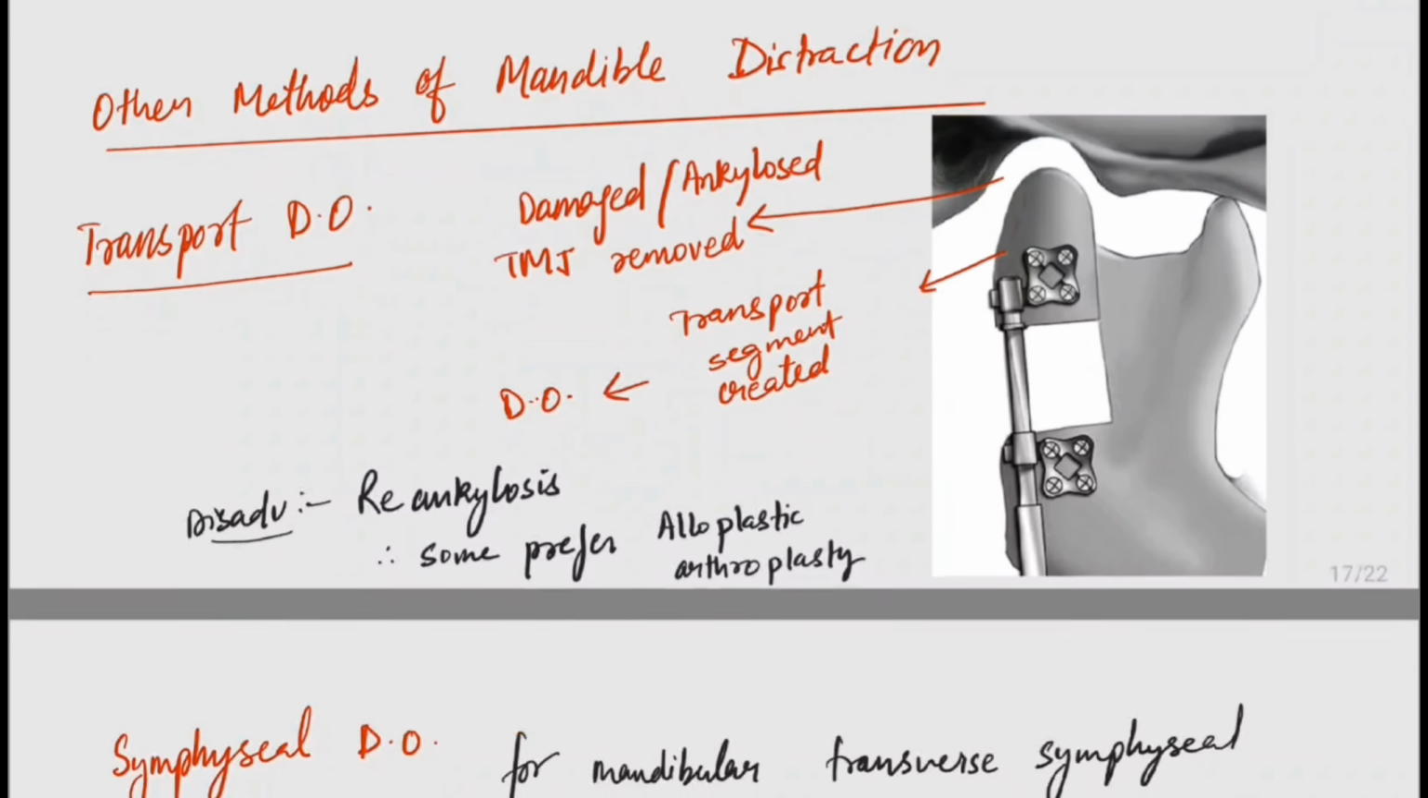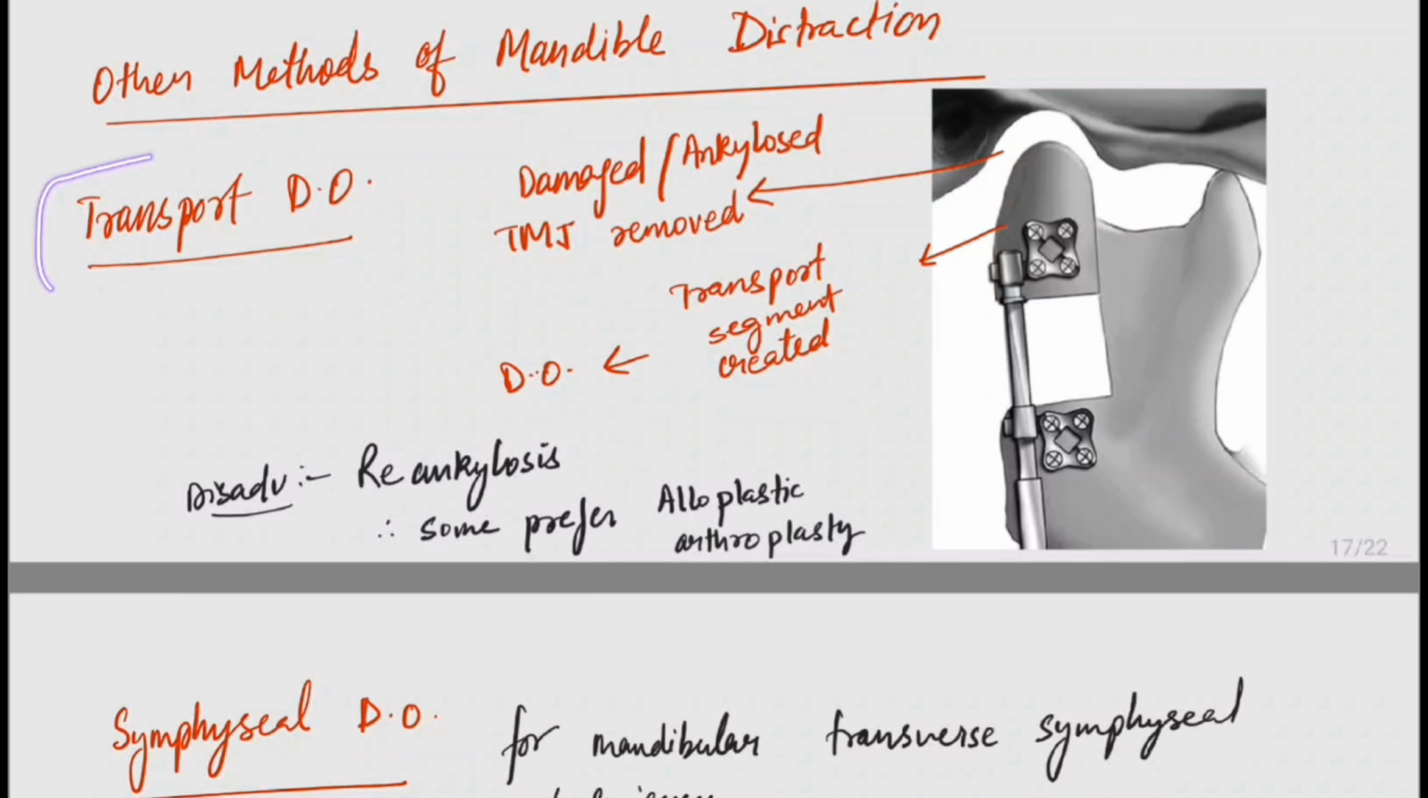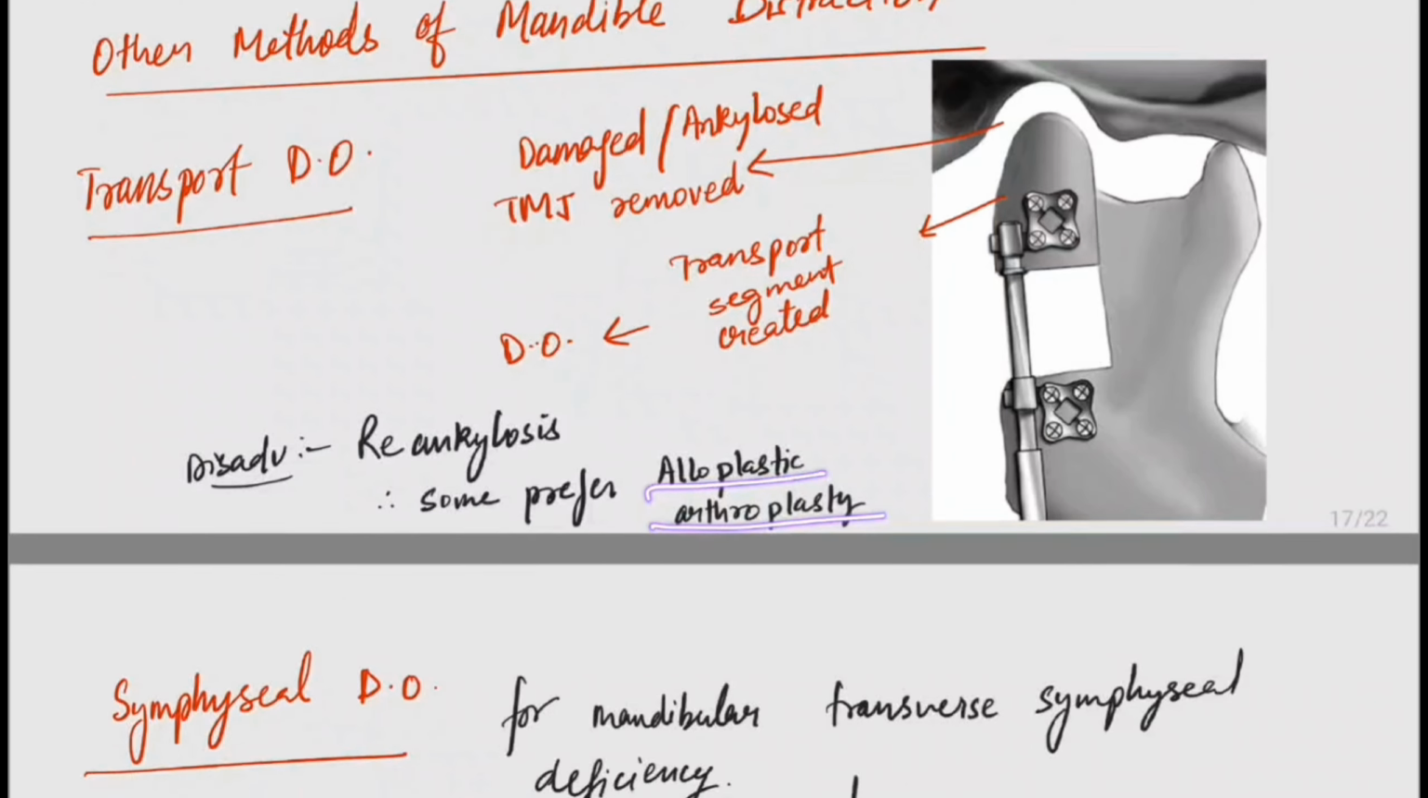Now coming to the other methods of mandibular distraction, for example, transport distraction osteogenesis. For example, in cases of damaged or ankylosed temporomandibular joints, this damaged bone is removed and then we create a transport segment from the mandible and go for distraction osteogenesis. But the disadvantage of this procedure is that there are high chances of re-ankylosis. Therefore, some surgeons prefer alloplastic arthroplasty.